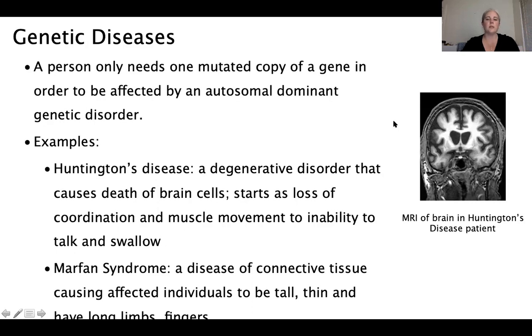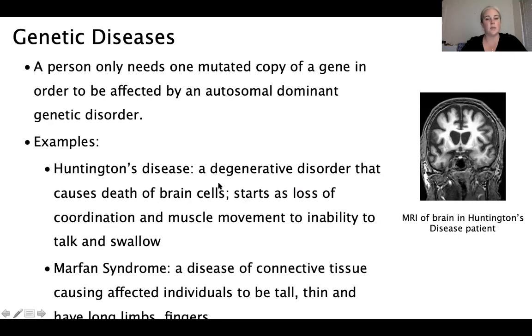So a person only needs one mutation of that gene in order to be affected if it's autosomal dominant. Because you could have homozygous dominant, but if you had a homozygous dominant individual in a genetic disease that is autosomal dominant, both of your parents were also affected. And that's probably not going to happen. But you only need one copy. If it's autosomal dominant, you have one dominant copy and you will express it. So it will dominate over, law of dominance, it will dominate over that recessive copy.